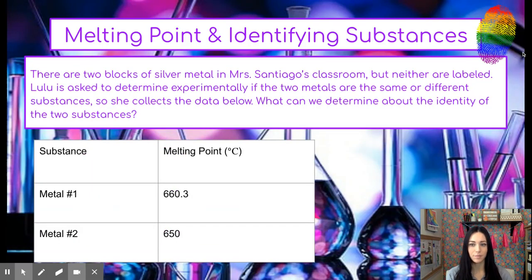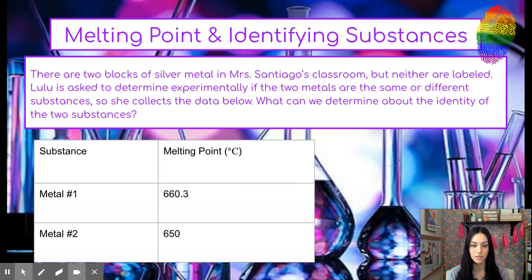Now let's look at an example of using the melting point to identify substances. In this example, it looks like there are two unidentified silver metal blocks in Mrs. Santiago's classroom, but neither of them are labeled. So Lulu is asked to determine whether the two metals are the same or different. So she, knowing and understanding properties of matter, collects the following data. We can see that Lulu has collected the melting point in degrees Celsius of both metals. We can see that metal 1 has a melting point of 660.3 degrees Celsius, and metal 2's melting point is 650 degrees Celsius.